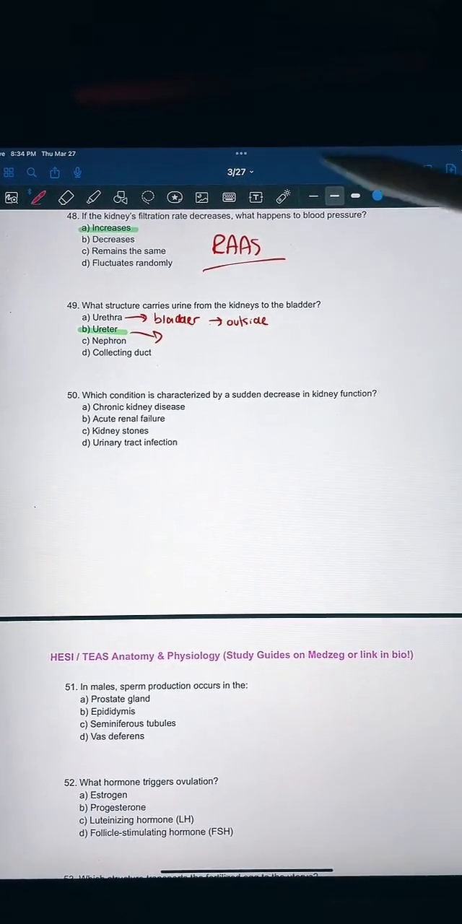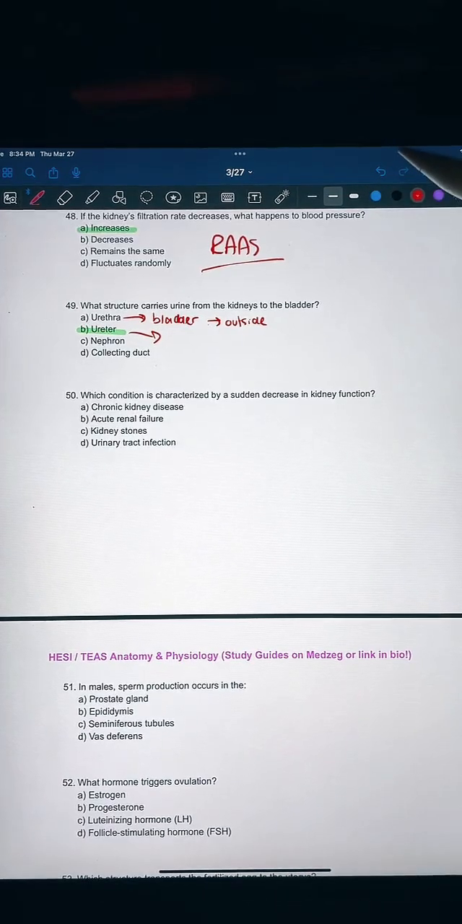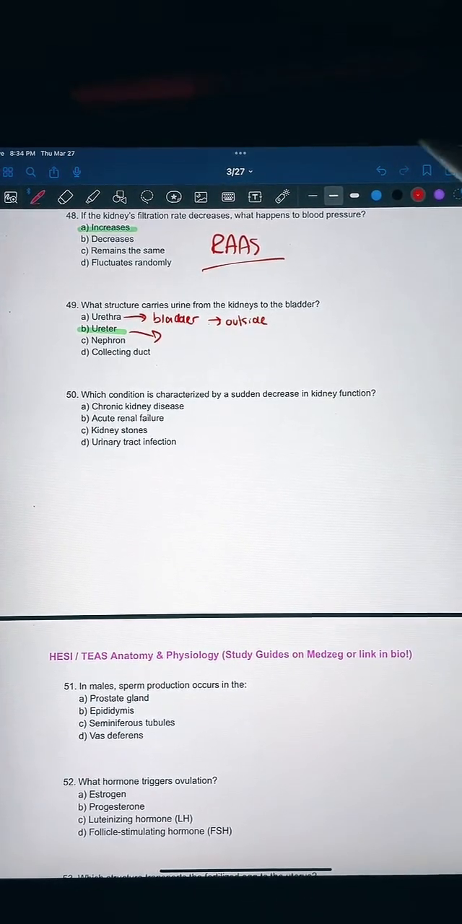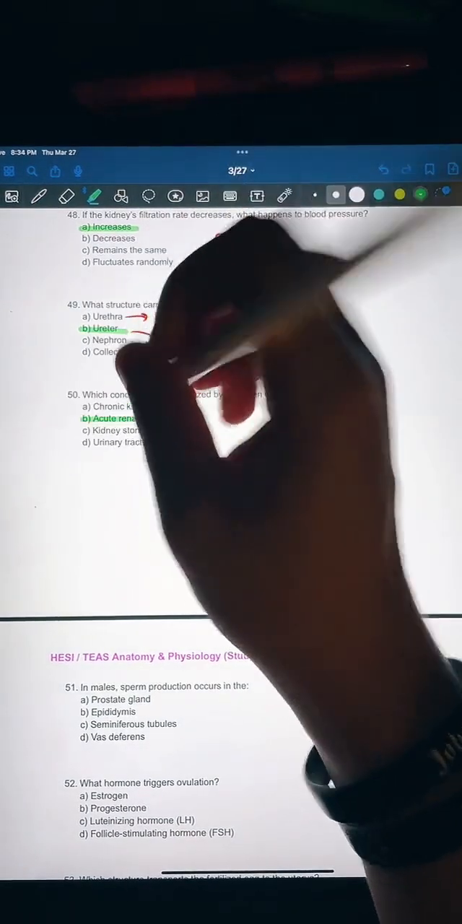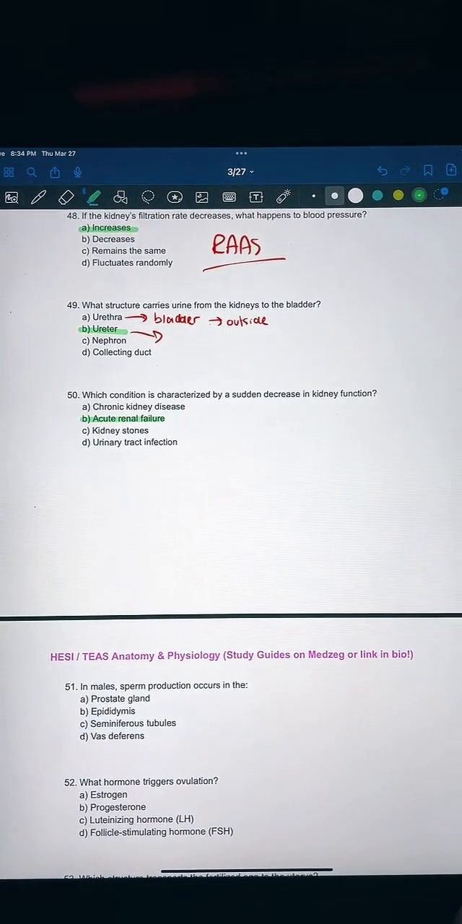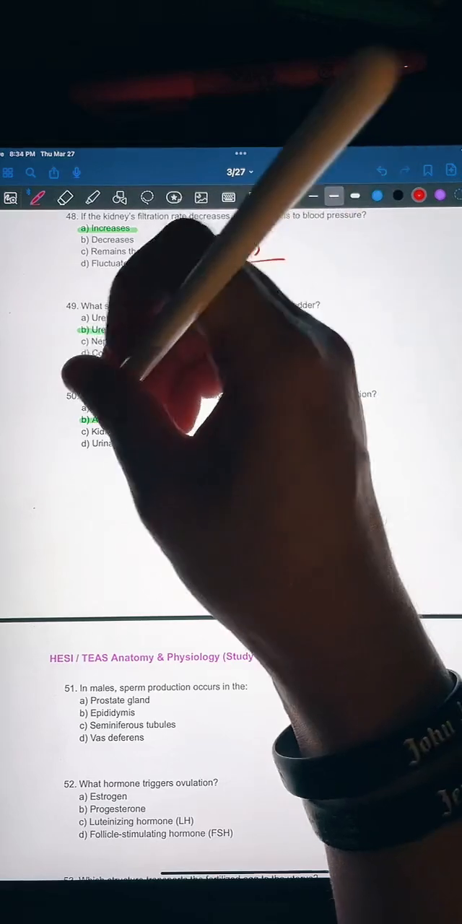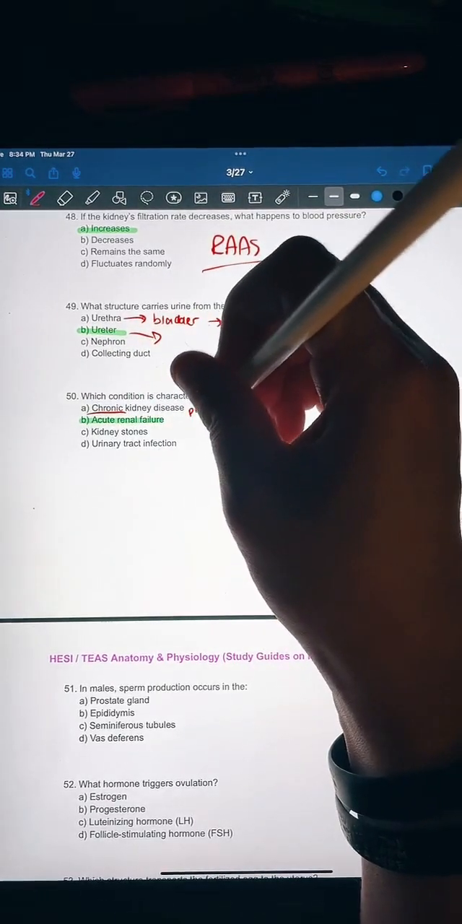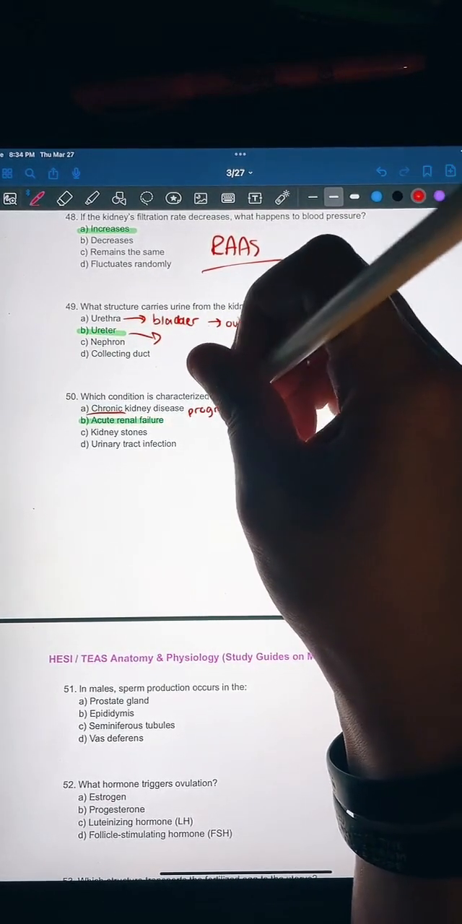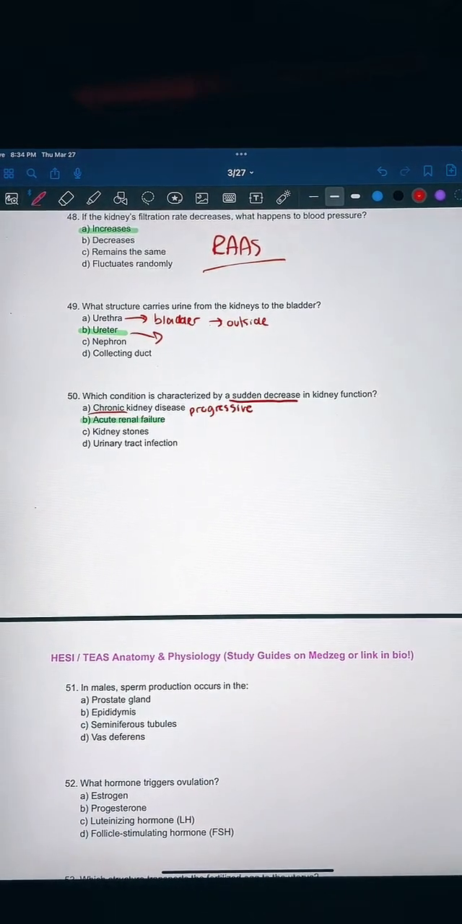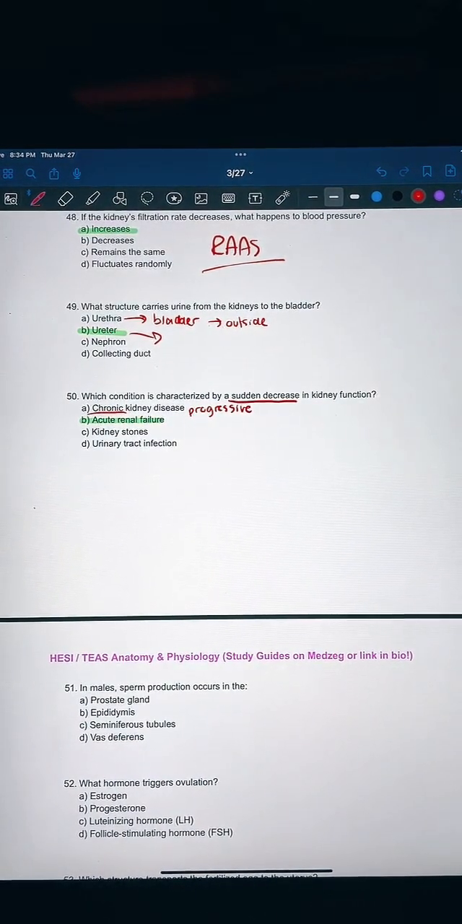Number 50. Which condition is characterized by a sudden decrease in kidney function? This is going to be acute renal failure. Remember, acute basically means it occurs suddenly due to some sort of injury, infection, or if we're exposed to some sort of toxin. Chronic kidney disease, chronic means more long-term, so this is going to be more progressive. And the key word here was sudden decrease. Kidney stones are like the mineral deposits that cause obstruction, but they're not necessarily going to cause kidney failure.